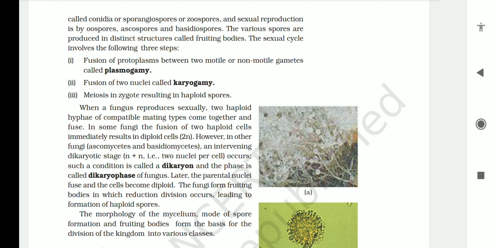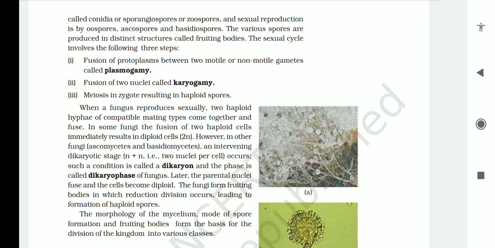The sexual cycle involves the following three steps. First, fusion of protoplasms between two motile or non-motile gametes called plasmogamy. Second, fusion of two nuclei called karyogamy. Third, meiosis in zygote resulting in haploid spores.